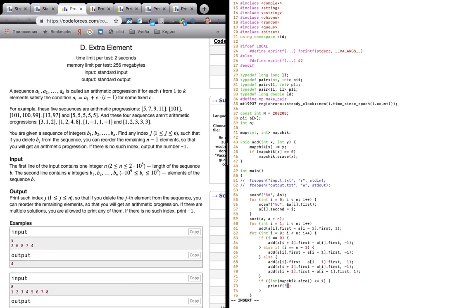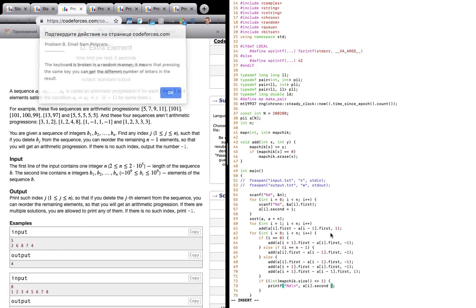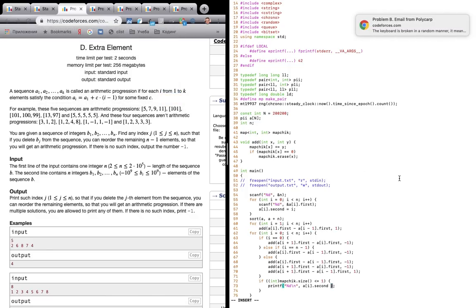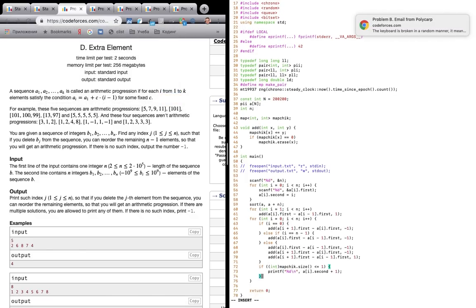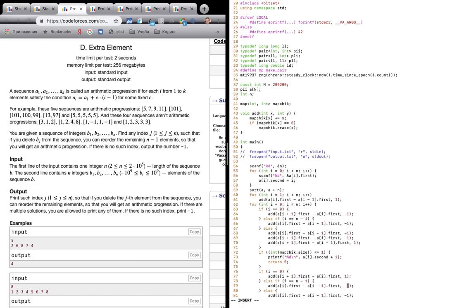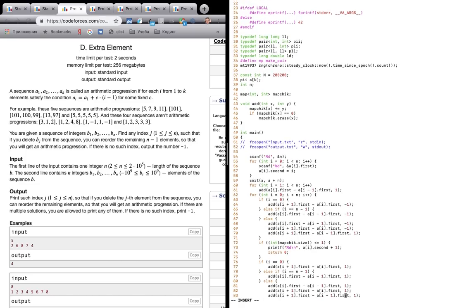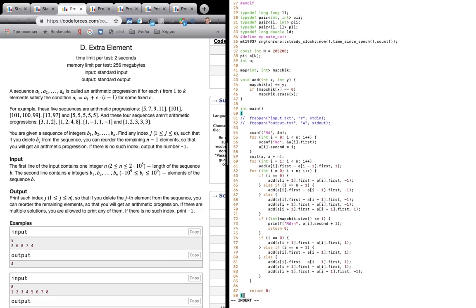If the size is no more than 1, then our element is good, and we can print its ID and exit, and then we should return everything to the previous state just by adding everything backwards.